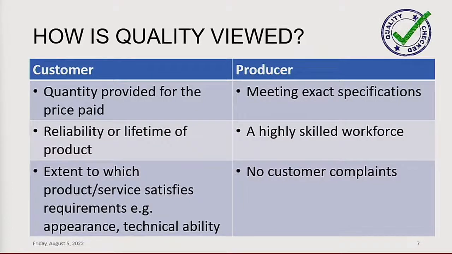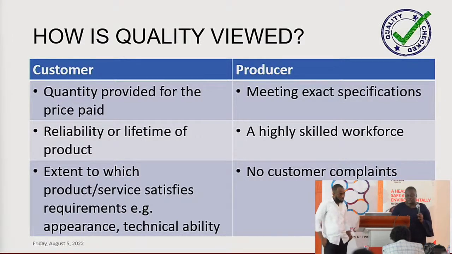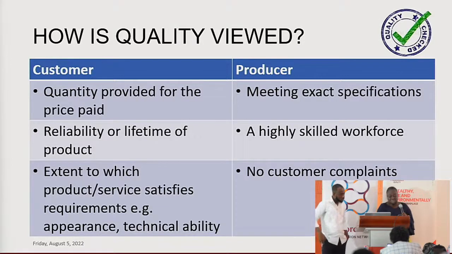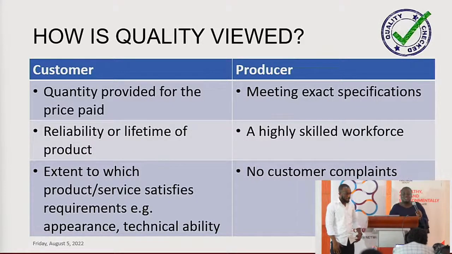How is quality viewed from a customer's perspective and a producer's perspective? From a customer's perspective, it could be the quantity provided for the price paid, reliability or the lifetime of the product or service, the extent to which the product or service satisfies requirements, for example, its appearance, its technical ability. So if I tell you that this laptop should be able to allow you to do PowerPoint presentations, is it really fit for that purpose that I am selling to you?